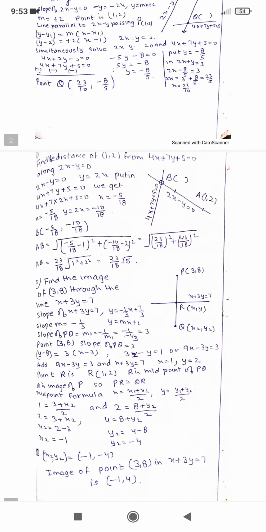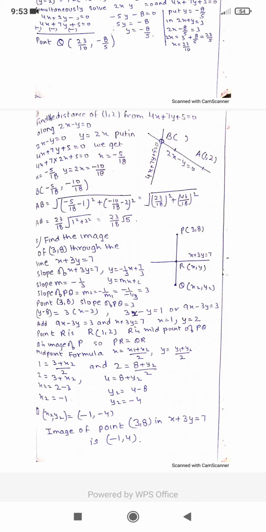Find the image of (3, 8) through the line x + 3y = 7. Now how to find the image? This is a very important question. Let us understand it. We know the distance of the image from the mirror and the distance of the object from the mirror are the same. So PR is equal to QR. So R is the midpoint of P and Q.